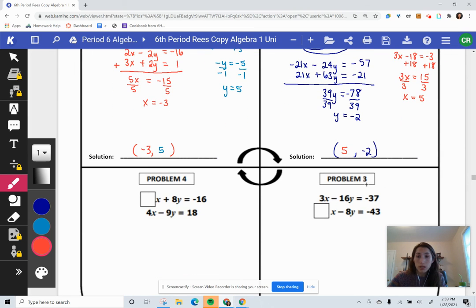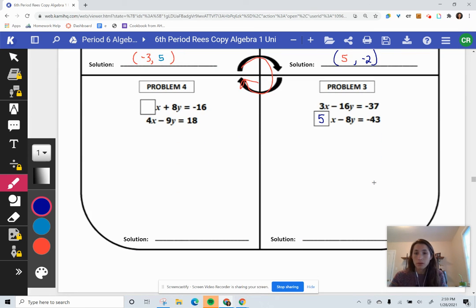Now, problem 3, the next problem, is right below it. See, these problems are counterclockwise. So this is problem 3. I'm going to put my 5 here so I can set up this problem and solve it. Remember, we need to make the x's the same exact number. So maybe we can make the x's 15s. You can also make the y's the same number. Maybe you can make them both 16s. We're looking for lowest common multiples. And whatever you get for your answer here, whatever this number is, that's going to be placed here for the last problem.